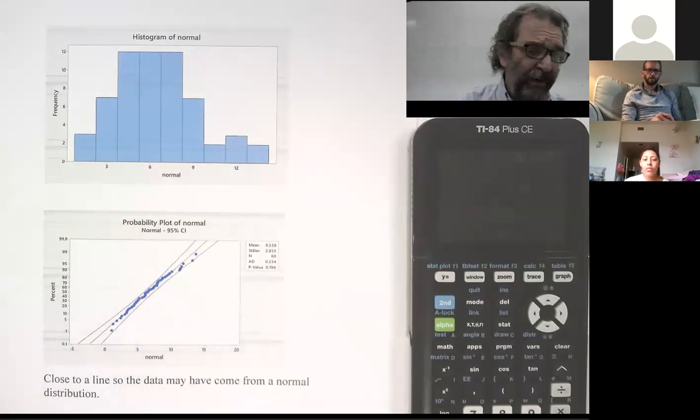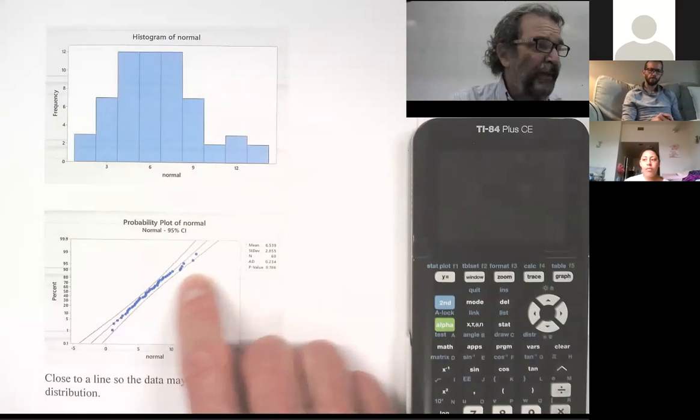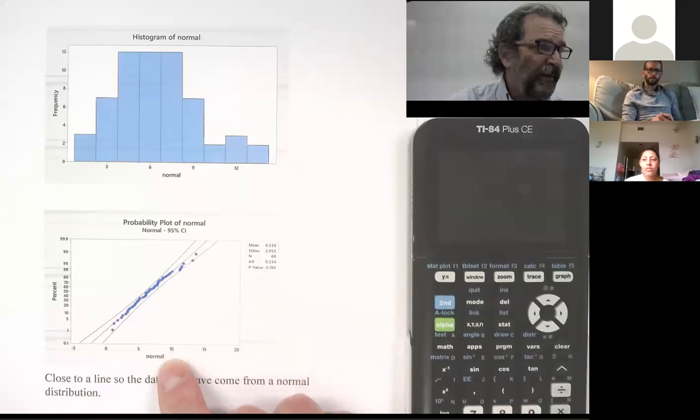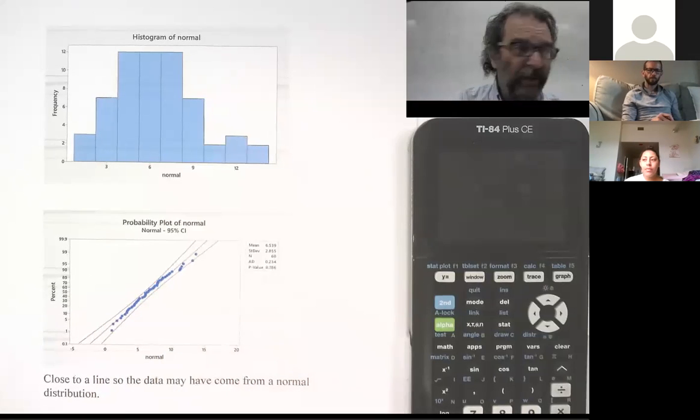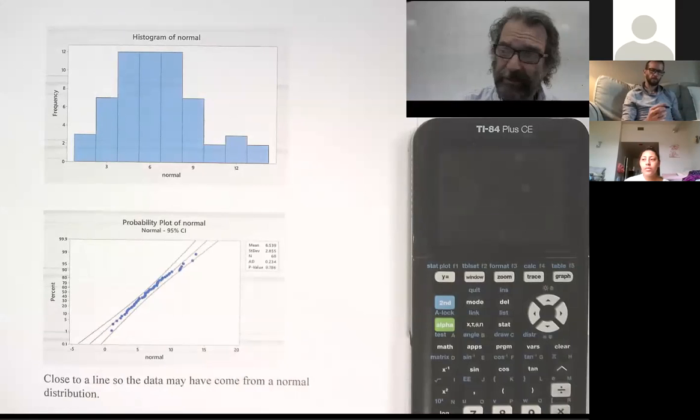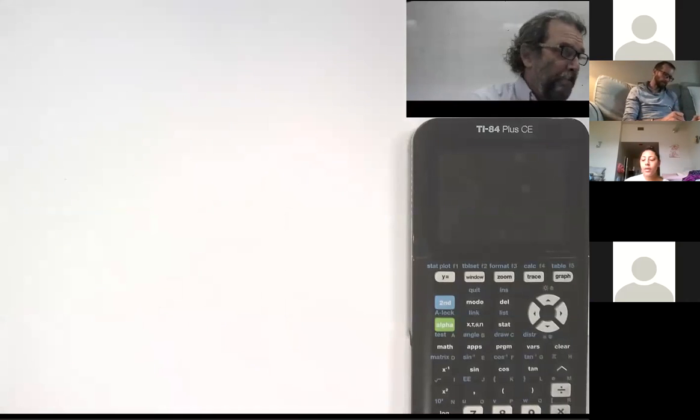We're going to see how you can make these probability plots without all this fancy stuff on it, because this came off of Minitab. We're going to use our calculator because it does it. So we're going to do that right now. Here we go. I have some data.